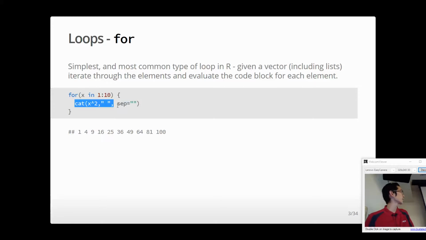Okay, so you say for x in this vector, then every time it's going to run through these lines for each element in the vector, and each element in the vector is stored in the value x. So the first time it runs through it, it's going to write 1 squared. Okay, and then it runs it again, and then it goes 2 squared, then 3 squared, all the way up to 10 squared. Okay, so that's simple enough.